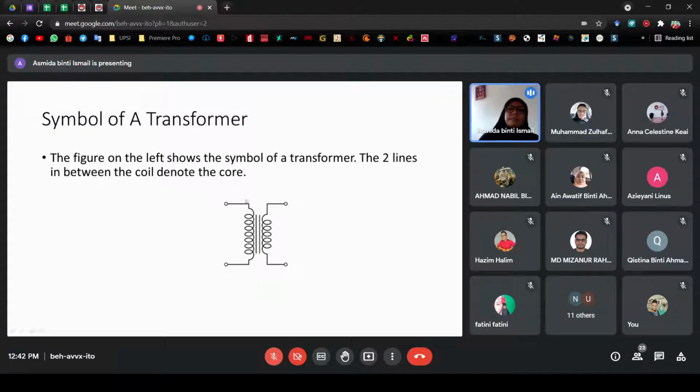This is the symbol for the transformer. Okay, you have a coil here and we have a coil here. If you connect it to the input, we call it the primary, and if we connect this to the output, we call it the secondary.